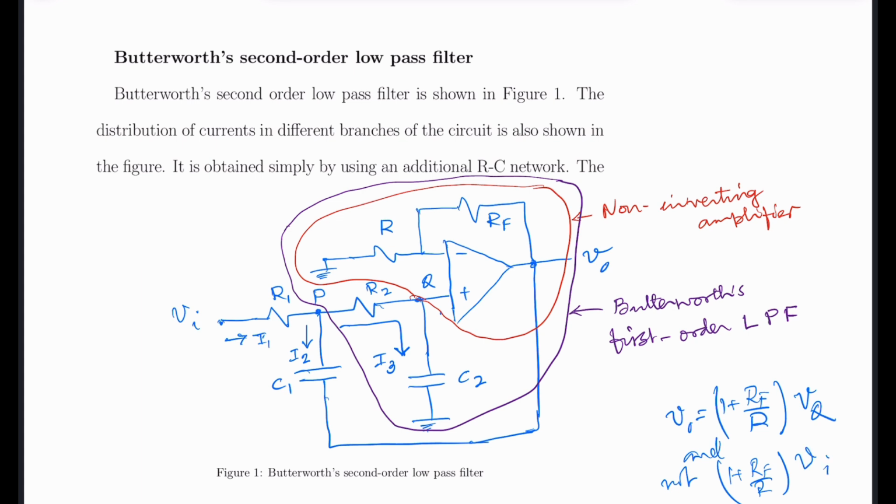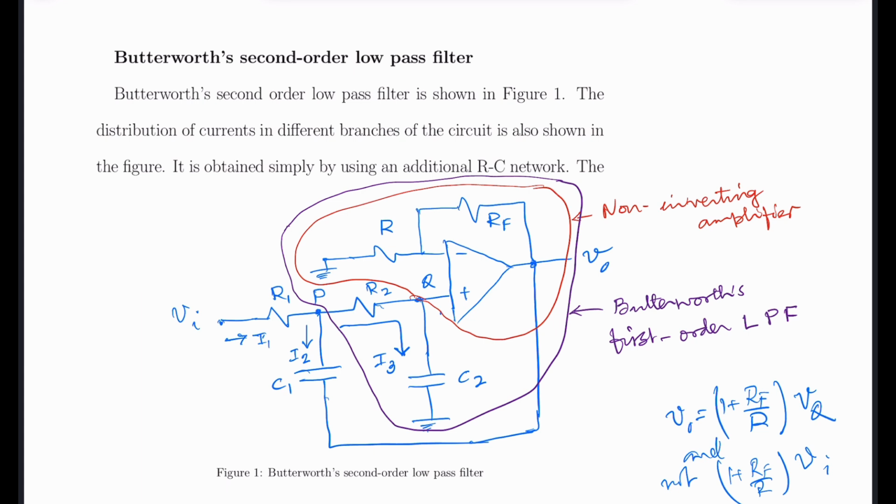This is because whatever potential you apply to the circuit does not reach the non-inverting input of the op amp. A part of the potential applied drops across these resistors, and only a small part of the applied potential Vi appears at the point Q. The potential at the point Q we call Vq, and the potential at the point P we call Vp.